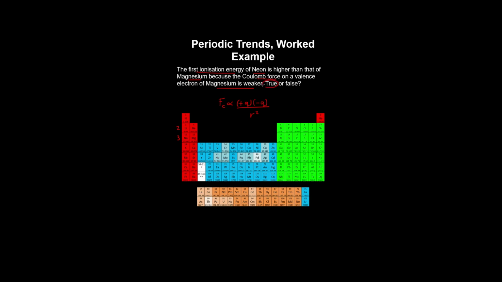So this is true. And consequently, it's more difficult to ionize a valence electron from neon than it is from magnesium. And generally, recall that when we move from the left to the right of the periodic table, the ionization energy increases because the effective nuclear charge increases. And as we move down the periodic table, due to the additional shell, the ionization energy decreases.